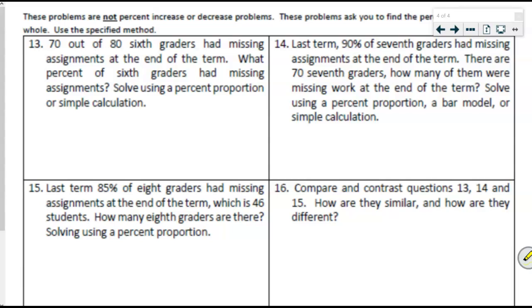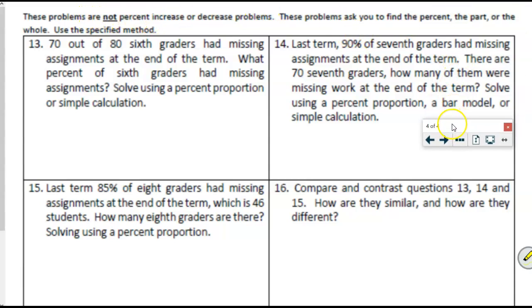Let's come back together. These problems are not percent increase or decrease problems. These problems ask you to find the percent, the part, or the whole, and I want you to use the specified method. So this is going to be similar to some other ones that we have seen, and I'm making them similar because we want to use percent proportions.